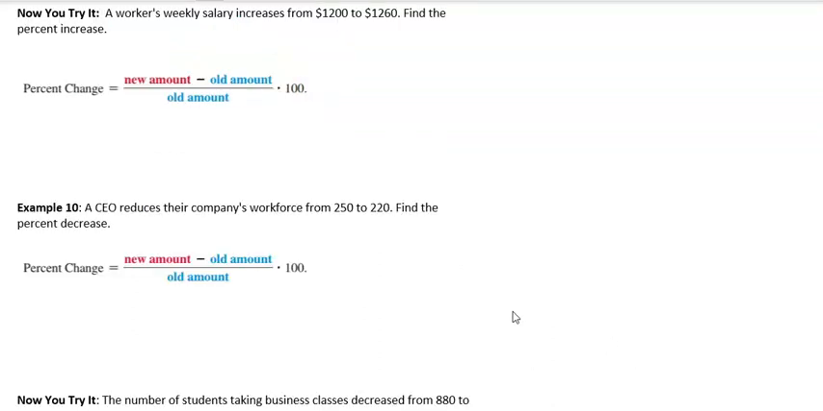Okay, so now it's time for you to give it a shot. A worker's weekly salary increases from $1,200 to $1,260. Find the percent increase, and then come back and check your answer. Okay, so the new amount is $1,260. The old amount was $1,200. The old amount goes on the bottom. Put this in your calculator and get 5%.